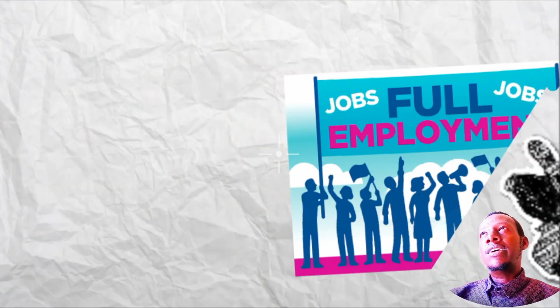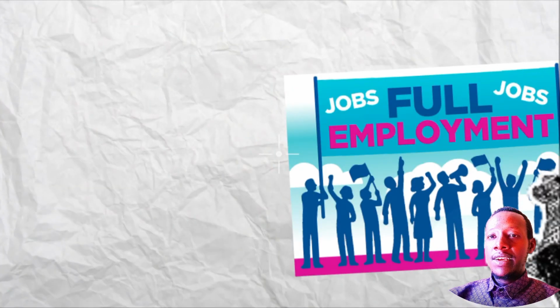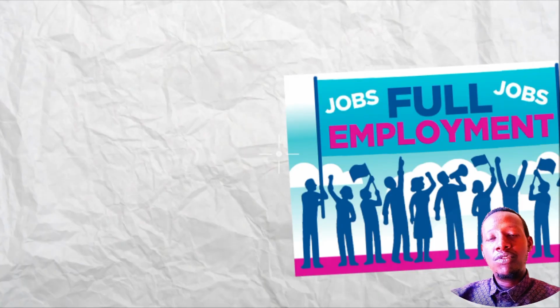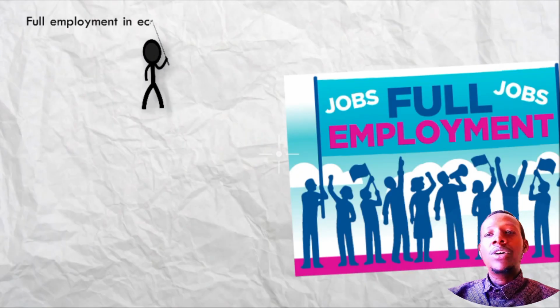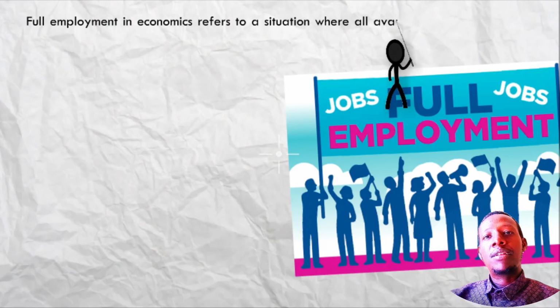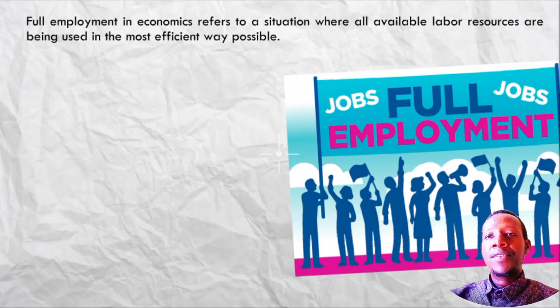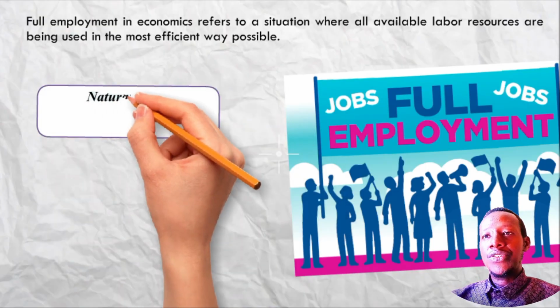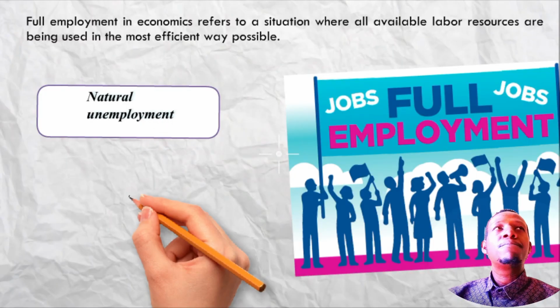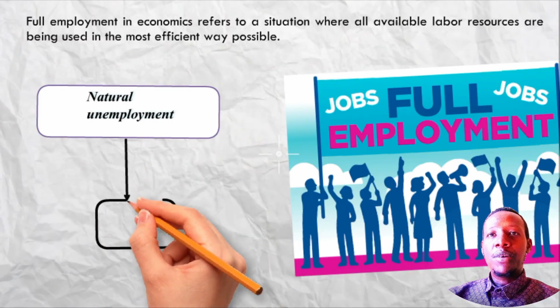At this level, you may not understand the concept of full employment, and you will learn it in the fifth chapter. Actually, full employment refers to a situation where all available labor resources are being used in the most efficient possible way. It doesn't mean zero unemployment, but rather a level of employment where only natural unemployment exists, which includes frictional and structural unemployment.